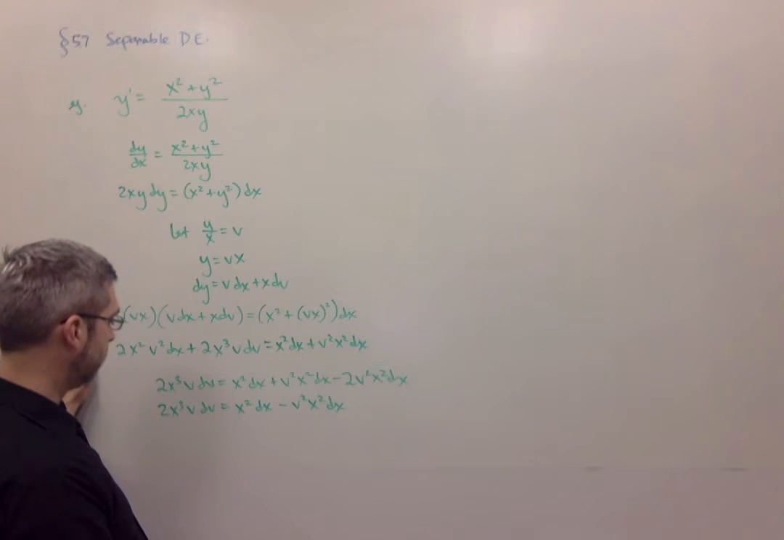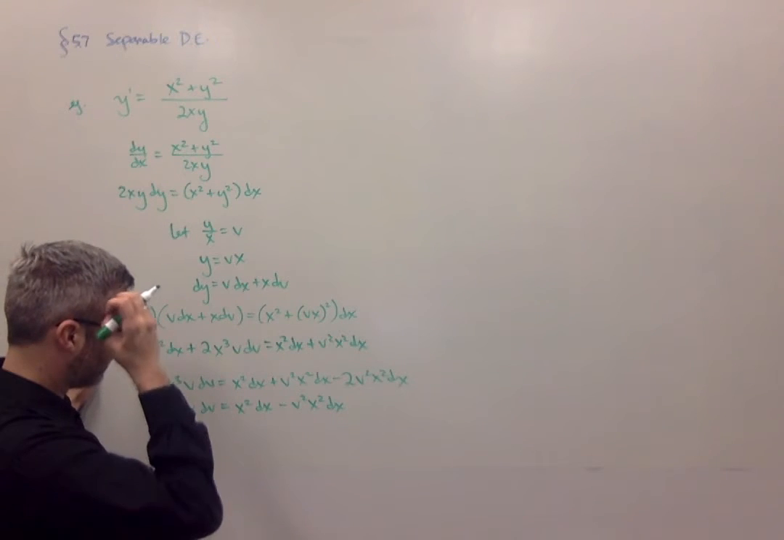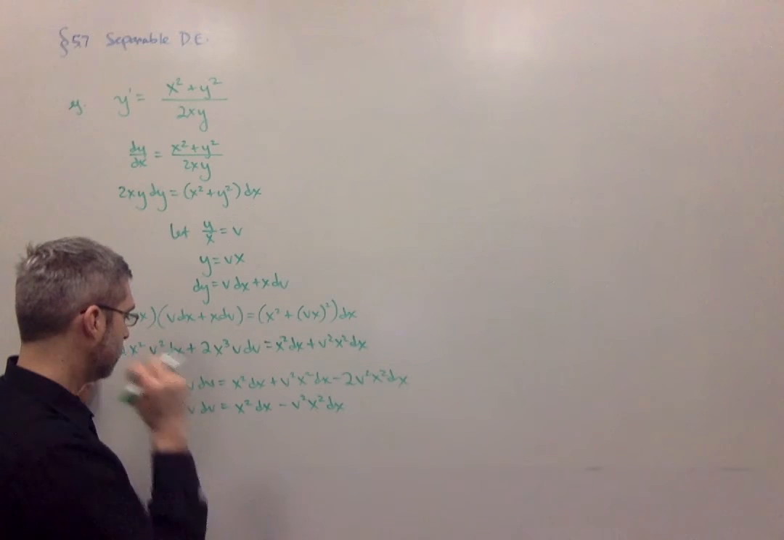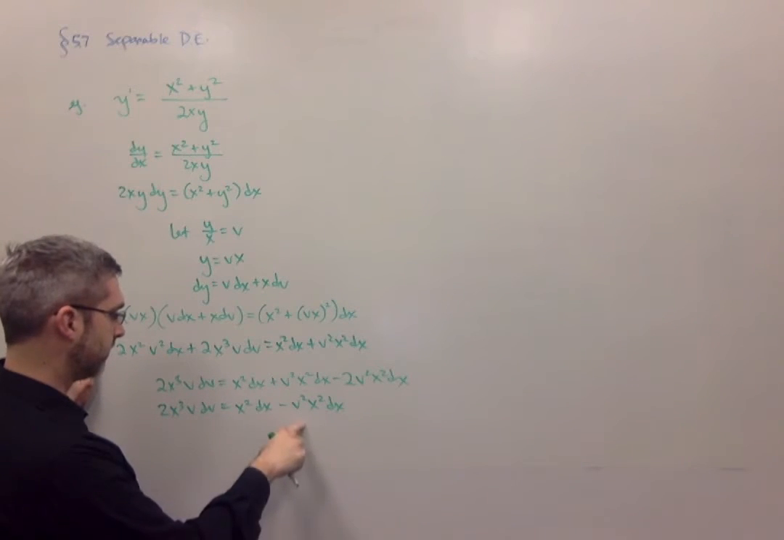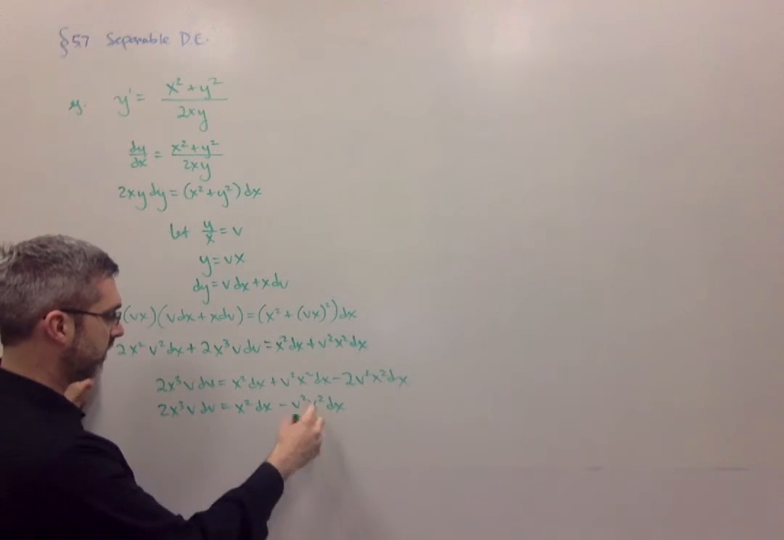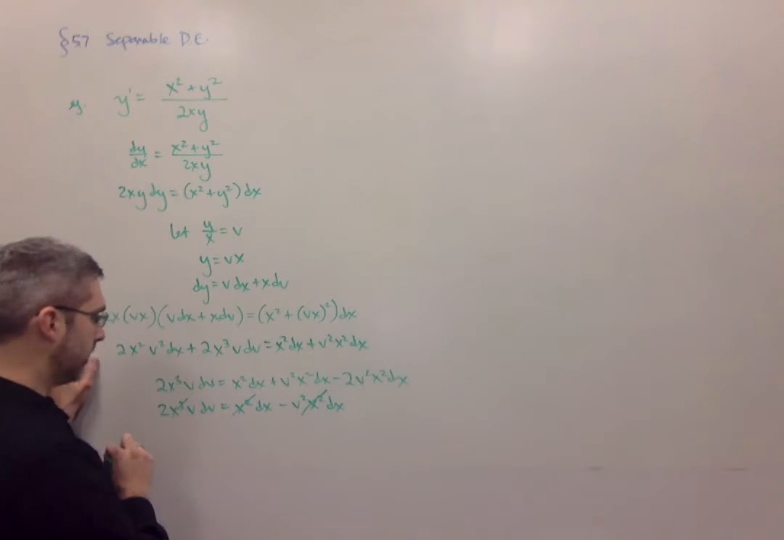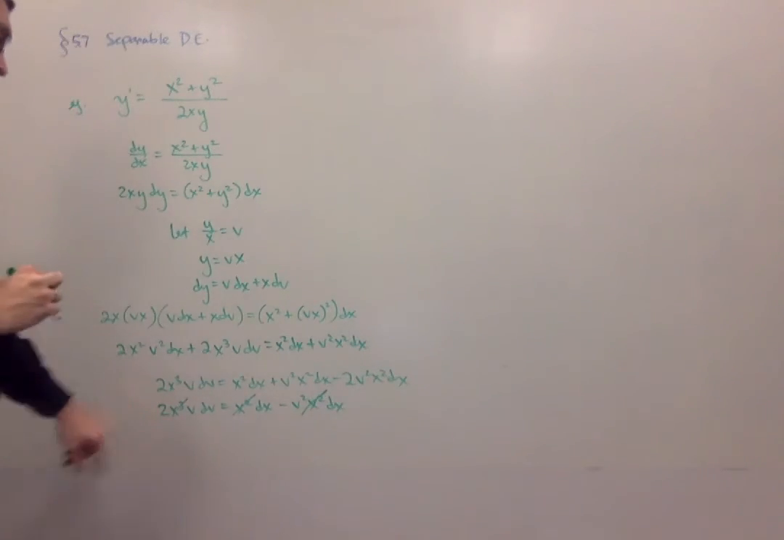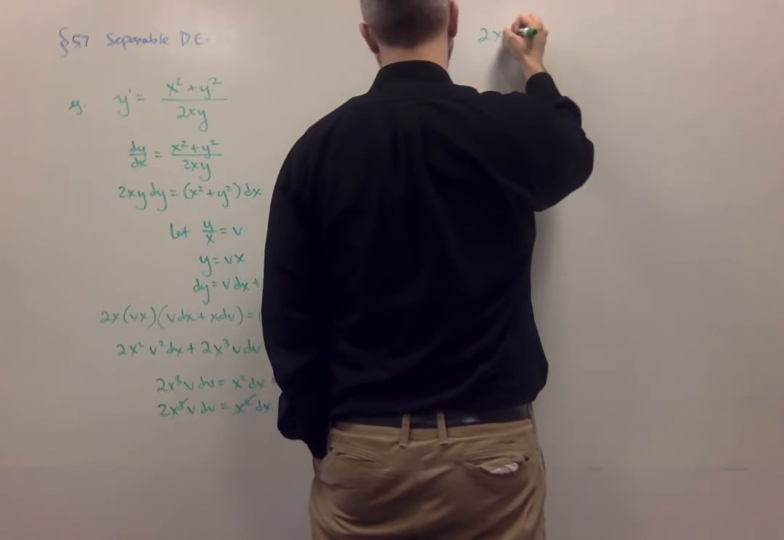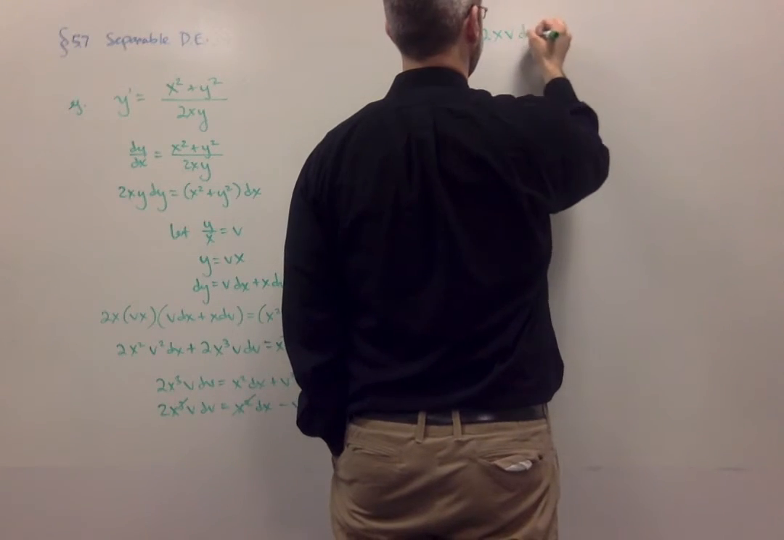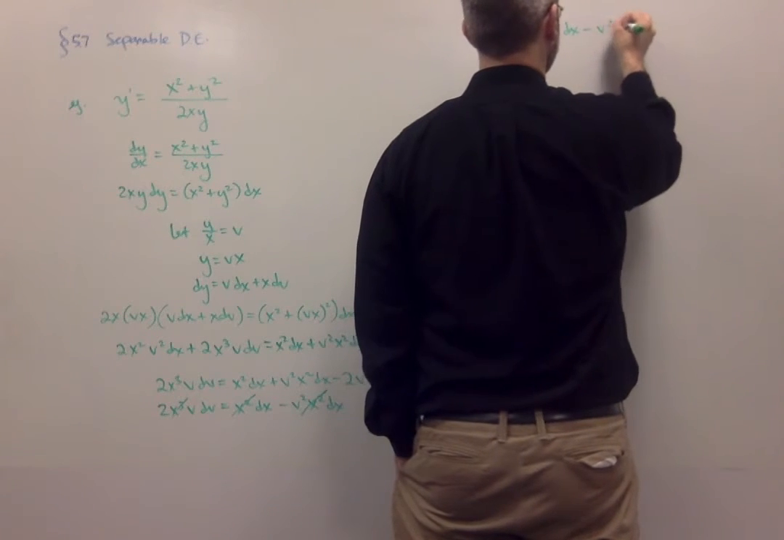Now the other thing that I notice here is that I can actually divide through by x squared. I've got x cubed on this side and x squared over here. So if I divide through by x squared, those are going to go away, and I'm going to have one of these x's left over. So what I've got here is 2xv dv equals dx minus v squared dx.